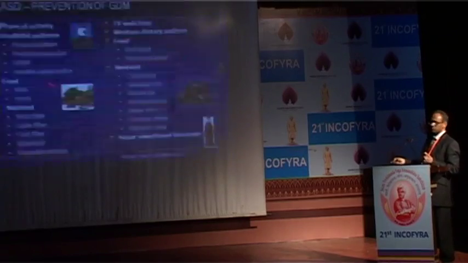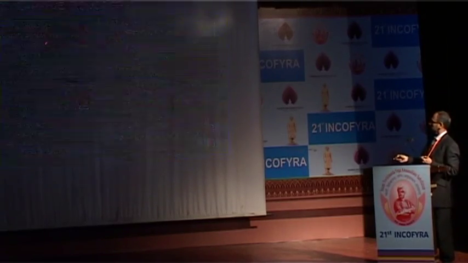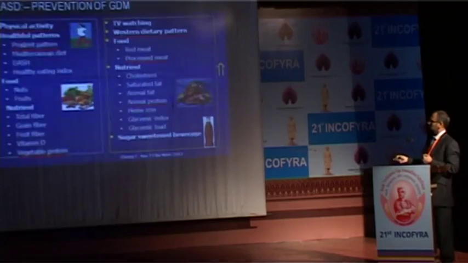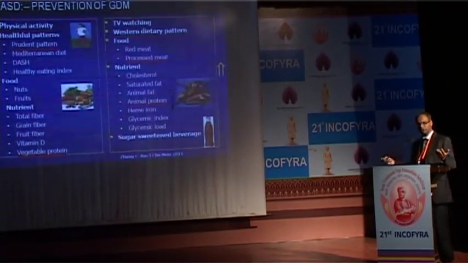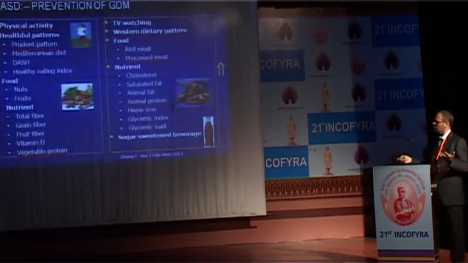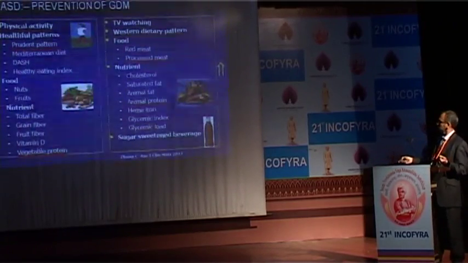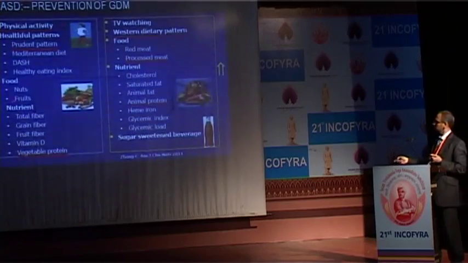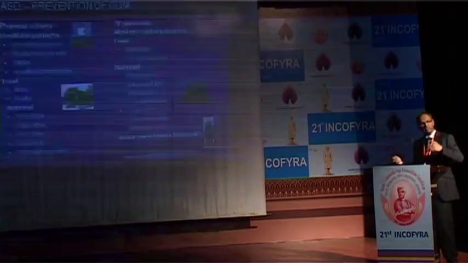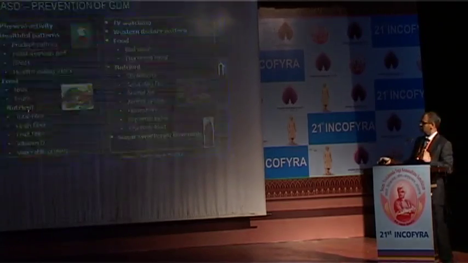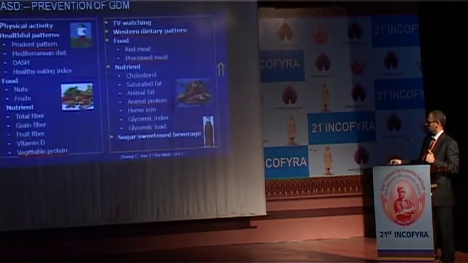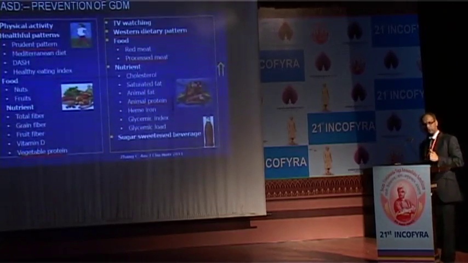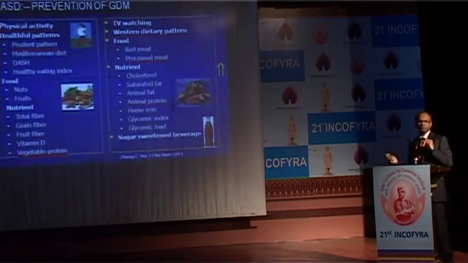So what are the ways that they can do it? Increasing physical activity, good health and healthy life patterns, and Mediterranean diet, which means a diet rich in salads, and a diet which is rich in nuts and fruits. This decreases the risk of diabetes. A diet which is rich in fiber, grain fiber, fruits, and vegetable protein. These are all factors which can help reduce the risk of gestational diabetes.